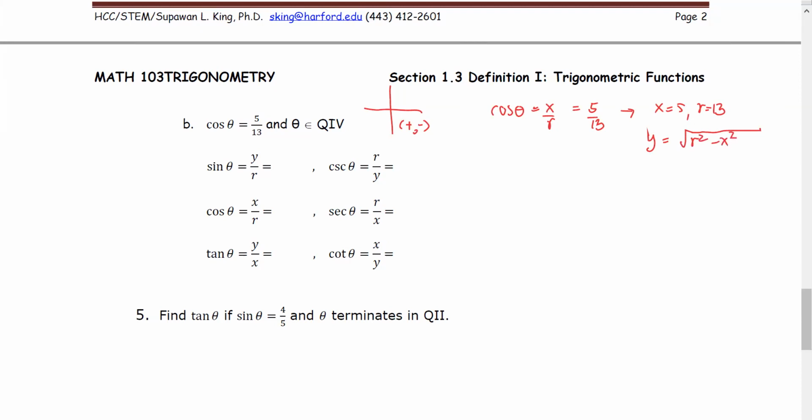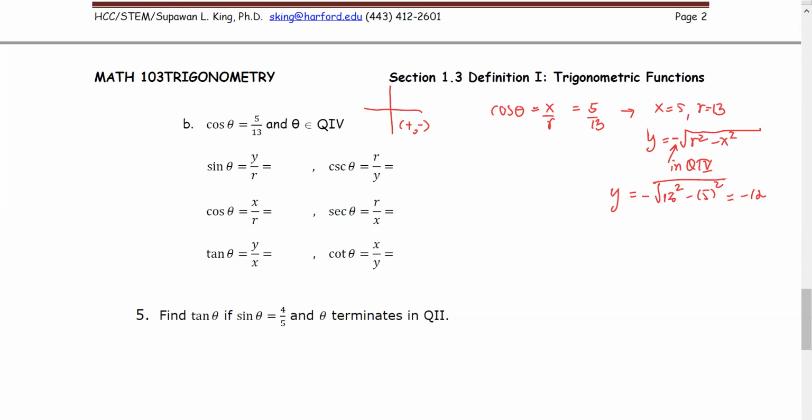And in the fourth quadrant, y is negative. So y equals negative square root of 13 squared minus 5 squared. Simplify the numbers and that will give us negative 12 as the value of y. Now put them together using the trigonometric functions definition.